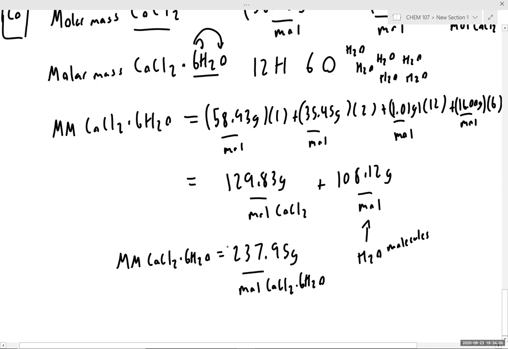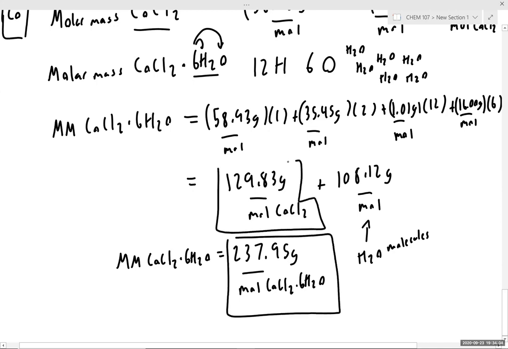Does everyone notice how if we compare the hydrate and our anhydrous compound, there's a substantial difference in their molar mass, how their masses are different? Does everyone see how the masses are different for these 2 compounds? Yes.